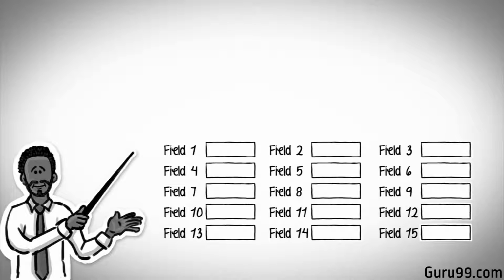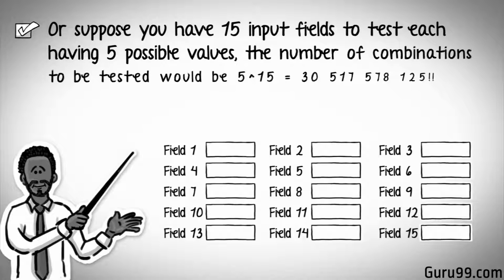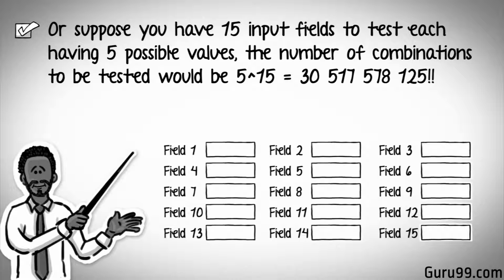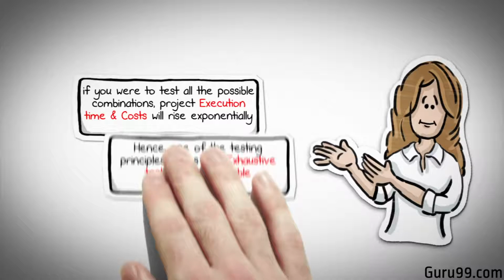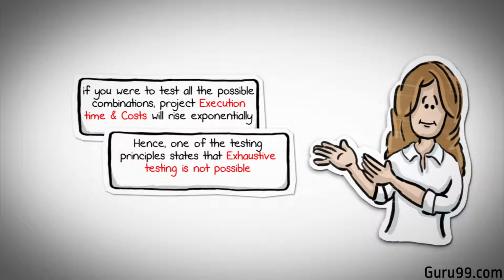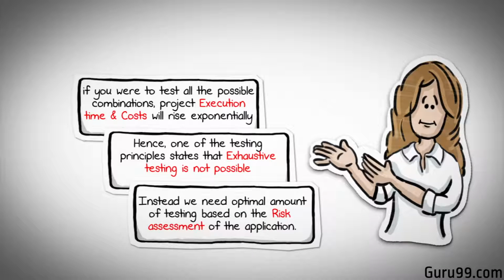Or suppose you have 15 input fields to test, each having 5 possible values. The number of combinations to be tested would be 5 raised to 15. If you were to test all the possible combinations, project execution time and costs will rise exponentially. Hence, one of the testing principles states that exhaustive testing is not possible. Instead, we need the optimal amount of testing based on the risk assessment of the application.